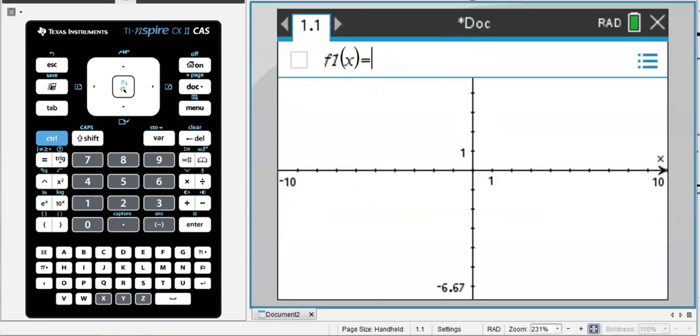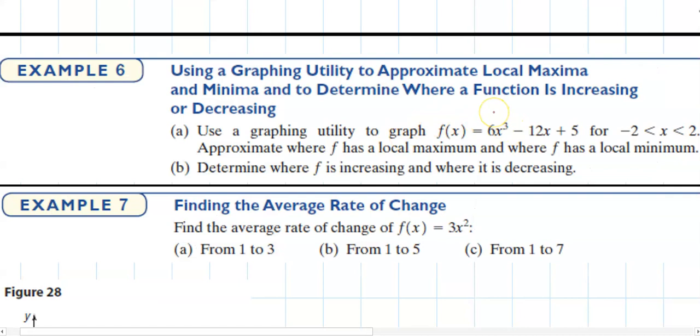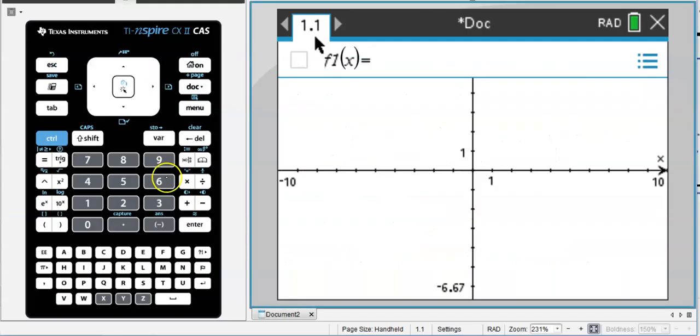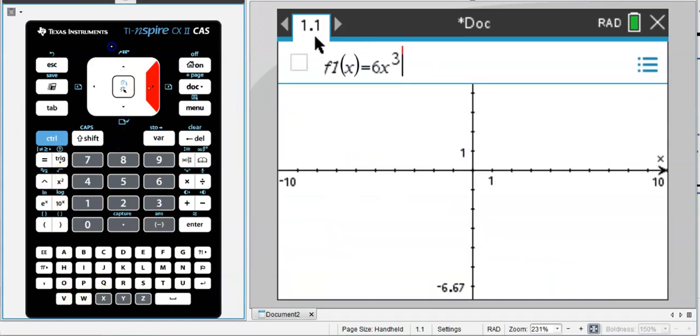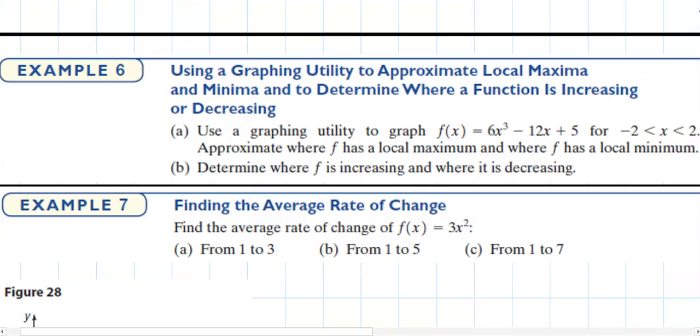And in the function bar, I would like to enter this function, 6x cubed minus 12x plus 5. So 6x to the 3rd power minus 12x plus 5. Let me double check that. So 6x cubed minus 12x plus 5.